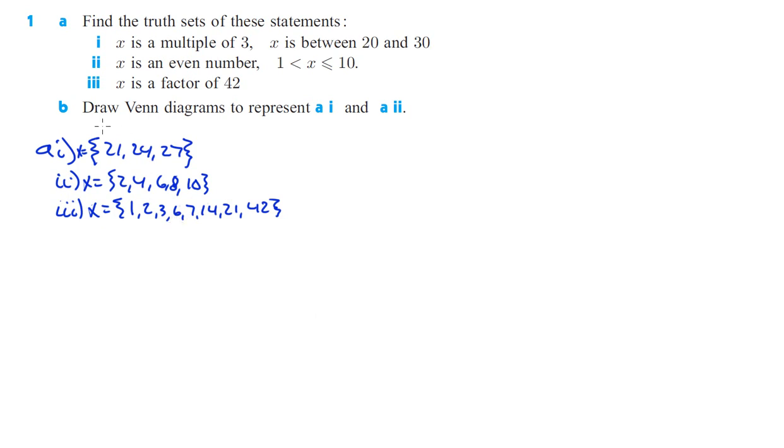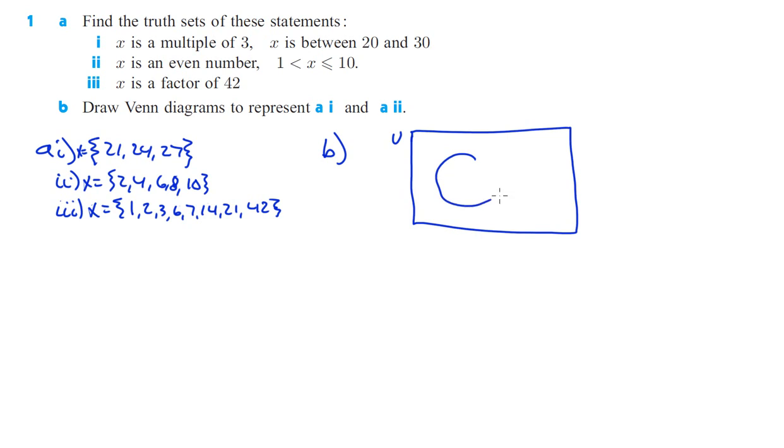Okay, so part B is to draw Venn diagrams to represent parts 1 and 2. Venn diagram means draw ourselves a nice big box, and then we're going to have some circles in there. So this is going to be the U for universal set. This is going to be everything between 20 and 30. And then inside of X here, we're going to put all the multiples of 3 that are between 20 and 30. So there's our 21, and we don't even have to use commas, 24, 27.